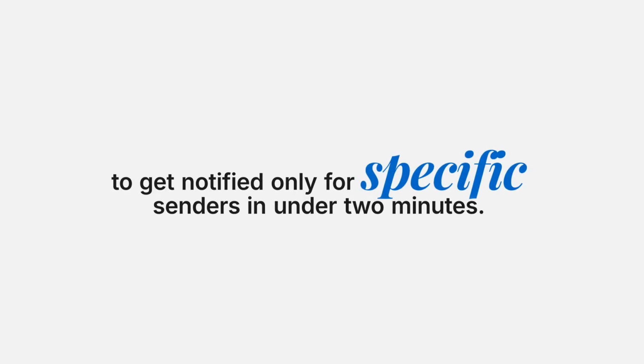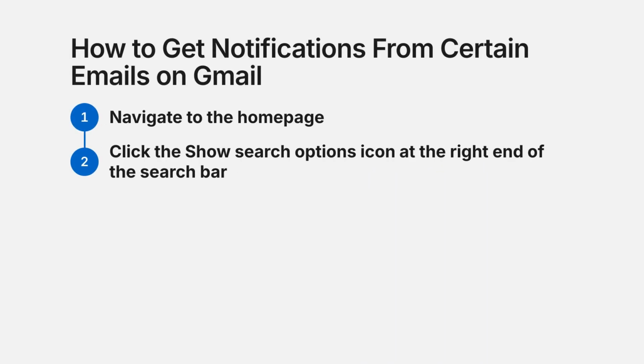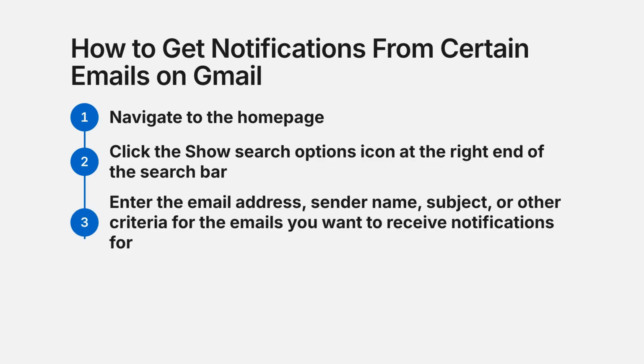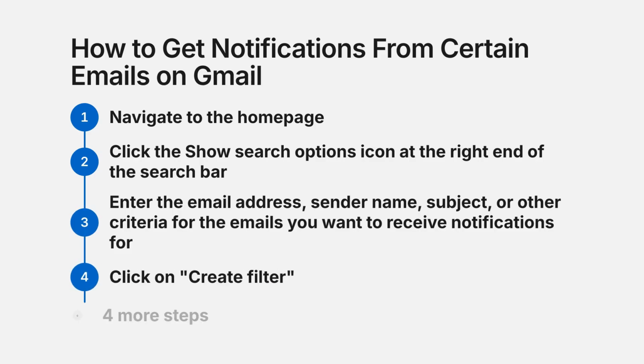Are you tired of missing important emails because Gmail notifications are either too noisy or turned off? Learn how to get notified only for specific senders in under 2 minutes. I'll show you how to create a filter that automatically labels and notifies you for emails from specific people. Here's the exact process.